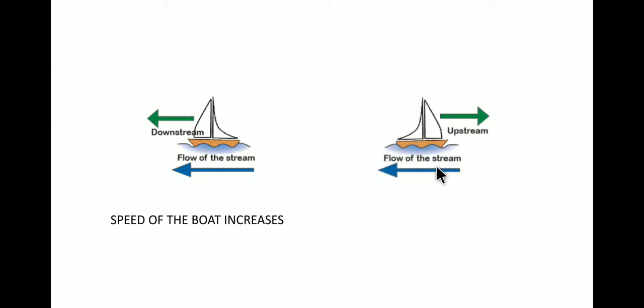Next, if the stream is flowing in this direction, and the boat is traveling in the same direction, that is downstream, then we know that the speed of the boat will be increased. And if just the opposite happens, if the boat needs to go upstream, that is in the opposite direction, then the speed of the boat decreases. We all know that, right?